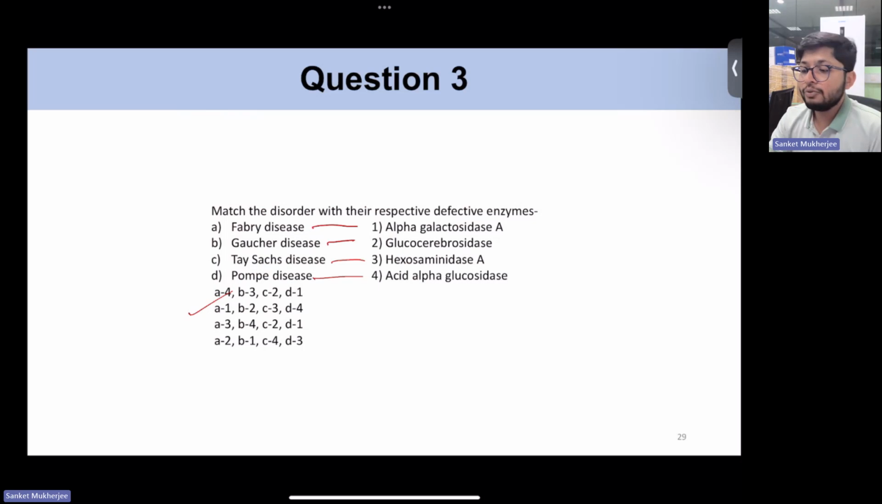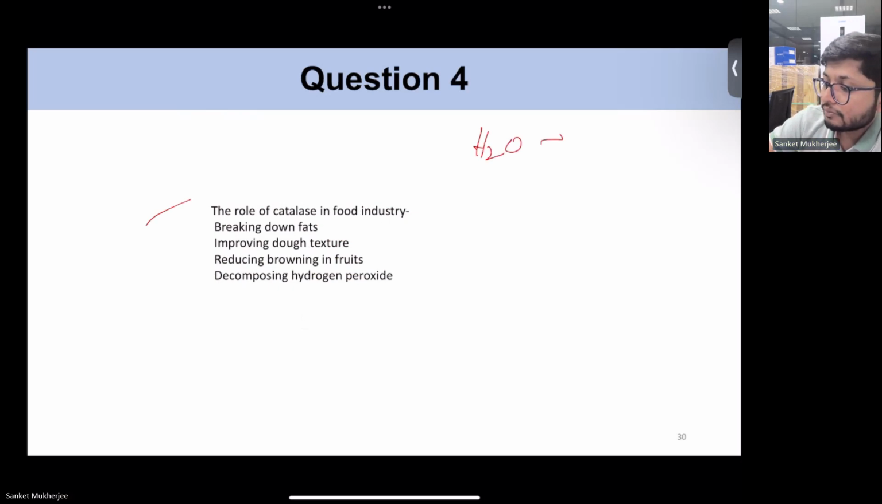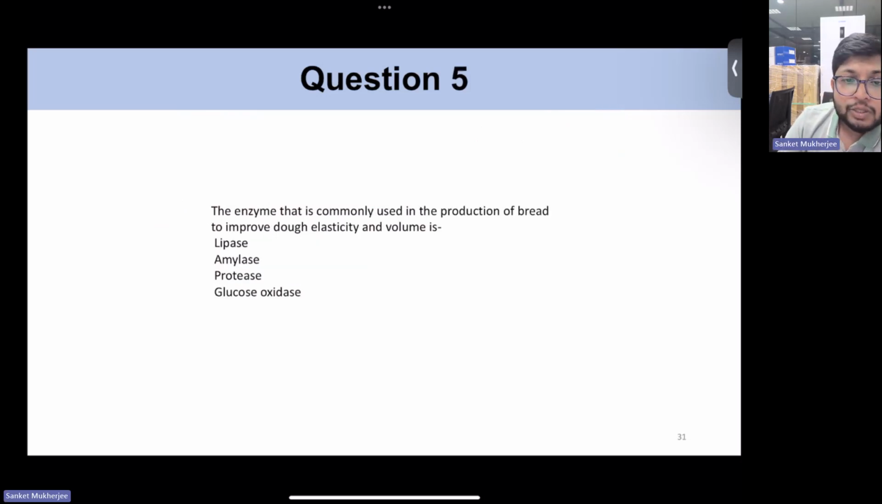The role of catalase in food industry is to break down fats, to improve the dough texture, to reduce browning in fruits, or to decompose hydrogen peroxide. So catalase actually decomposes hydrogen peroxide into water and oxygen. So that's the function of catalase. The enzyme that is commonly used in the production of bread to improve the dough elasticity is lipase, amylase, protease, or glucose oxidase. It's actually amylase.